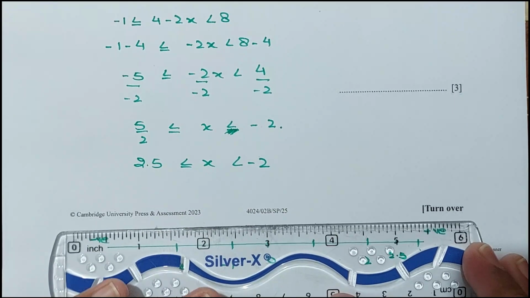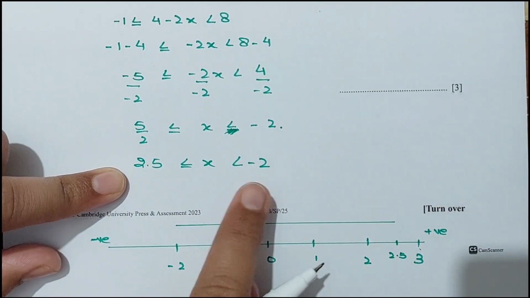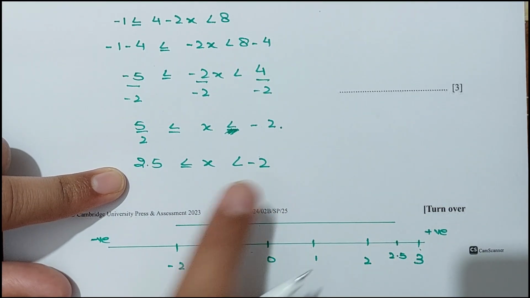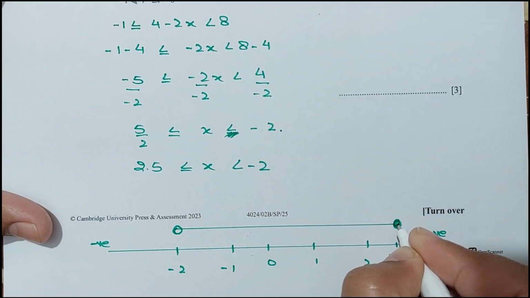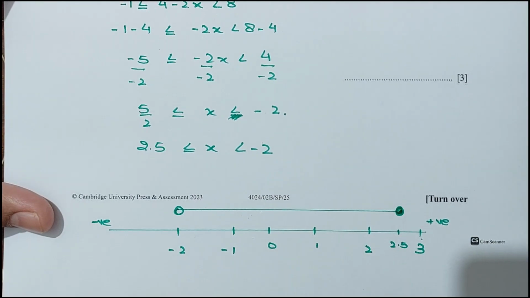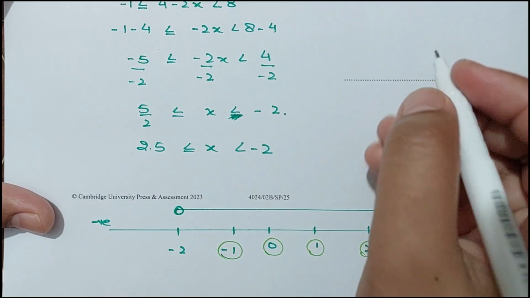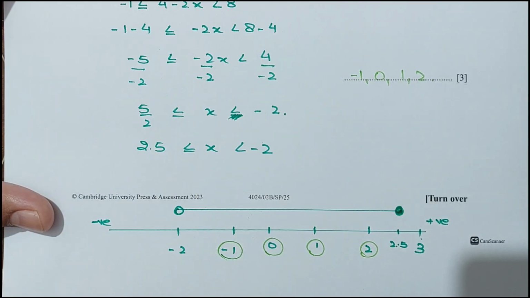So what would be the values between -2 and 2.5? -2 is not filled, and for 2.5 we have the equality sign. So the integer values which satisfy these inequalities are -1, 0, 1, 2. 3 is not included, and 2.5 is not an integer value. So the only integer values are -1, 0, 1, and 2. These are the integer values.